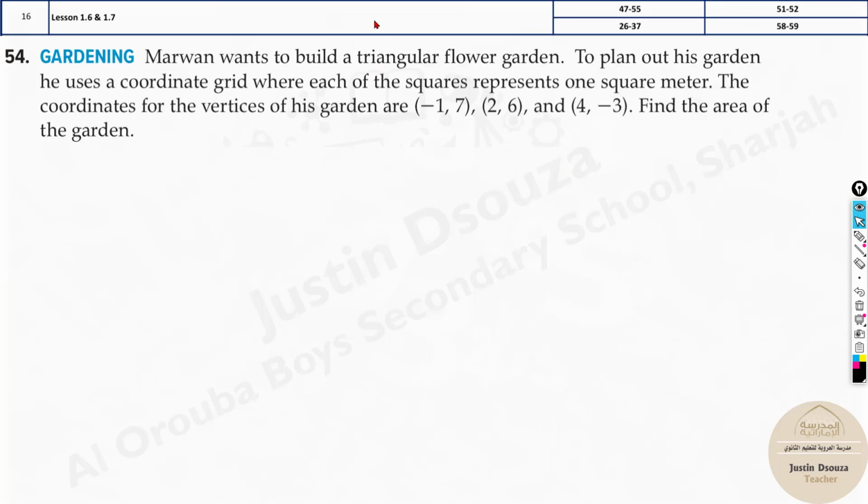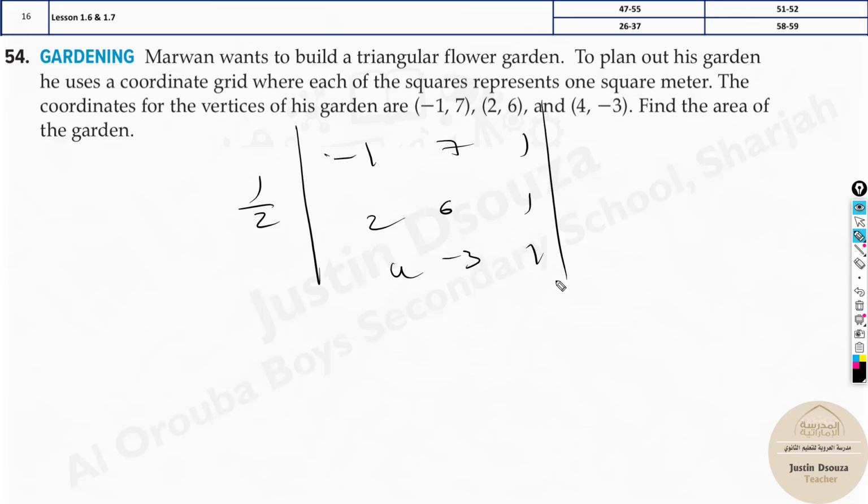Here we have another problem. It is similar to the archaeologist problem. See, Marwan wants to build a triangular flower garden. To plan out his garden, he uses a coordinate grid where each square represents 1 square meter. The coordinates of the vertices of his garden are given over here. Find the area. So now you can directly use the formula of half. Here it's minus 1, 7, 1, 2, 6, 1, 4, minus 3, 1. And you can easily solve it up.